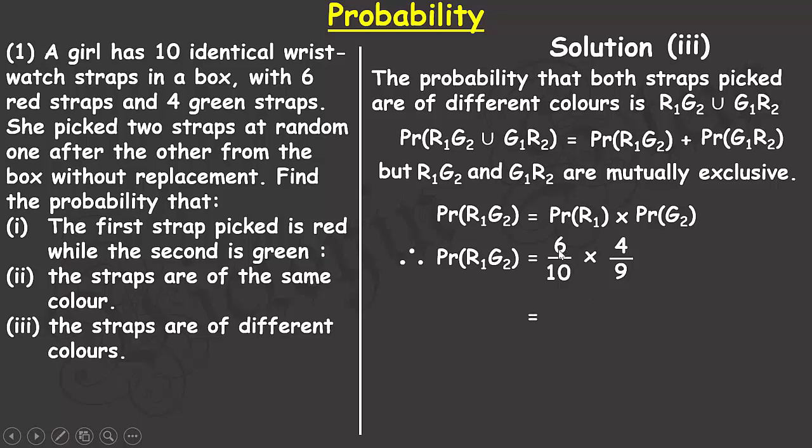And then if you multiply this out, 6 times 4 is 24, 10 times 9 is 90. So 24 divided by 6 is 4, 90 divided by 6 is 15. Okay, so this is the simplest form you can have the probability of picking a red strap at the first instance by the girl and a green strap at the second instance.